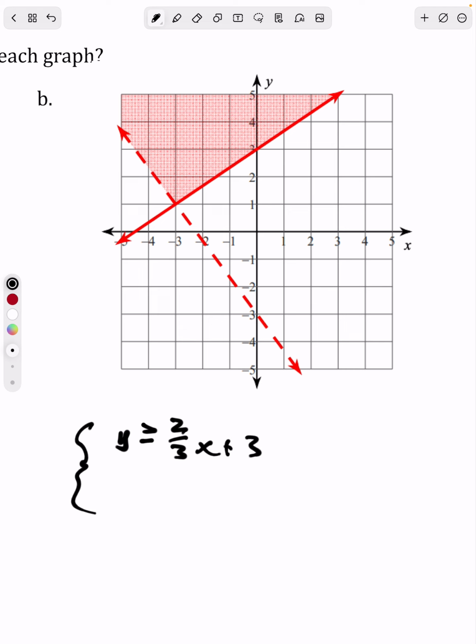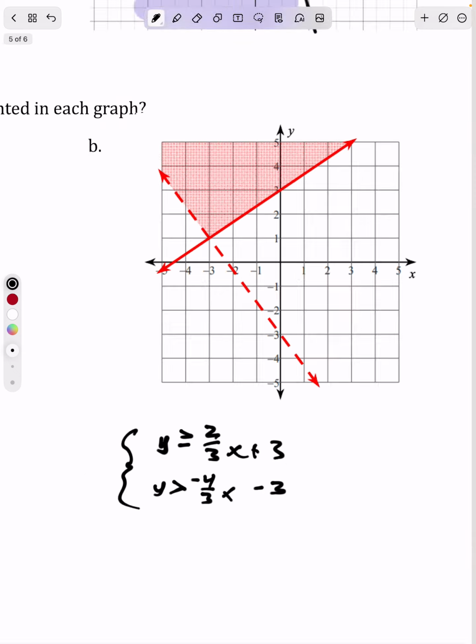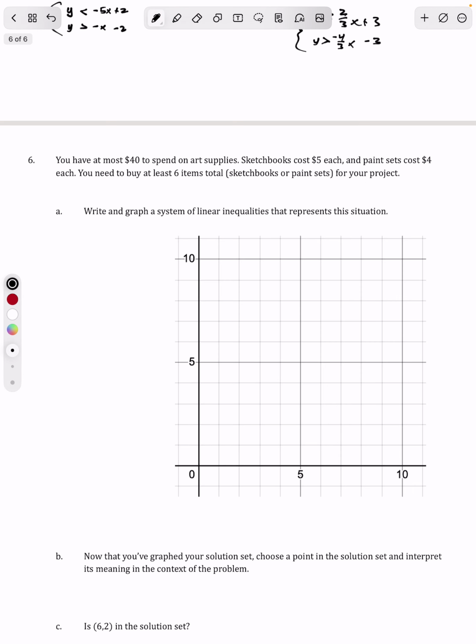The dotted line is line 2. It's got a y-intercept of -3 and a slope of down 4/3. And it is also above, but not including the line. Isn't that easy? Not bad.